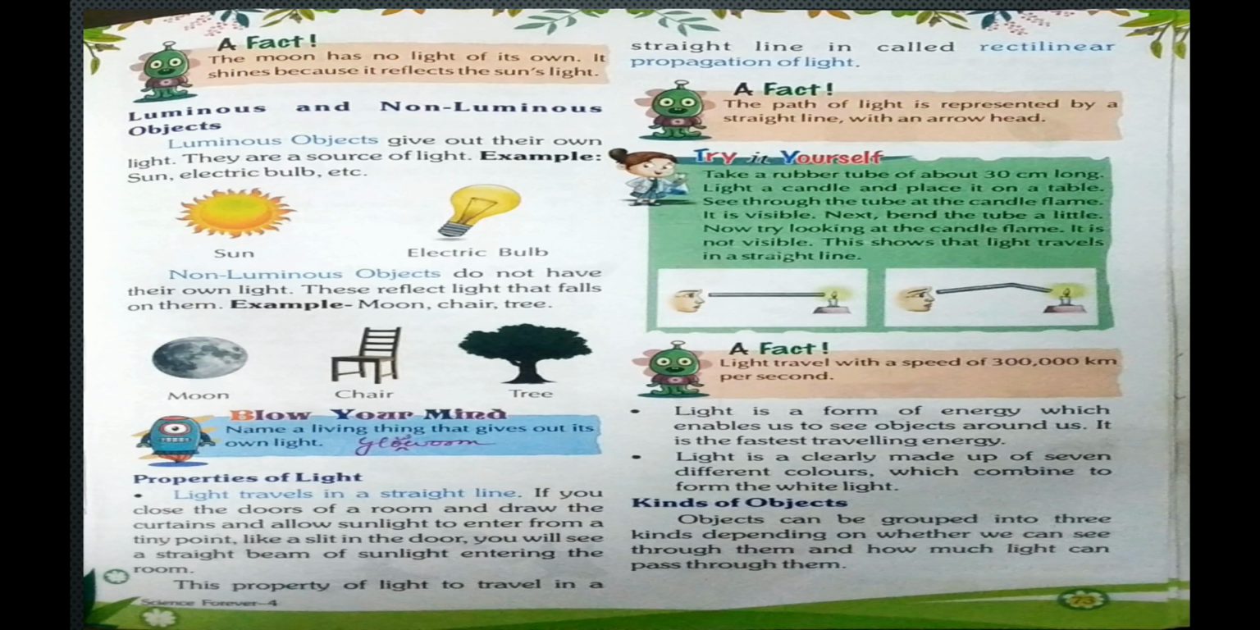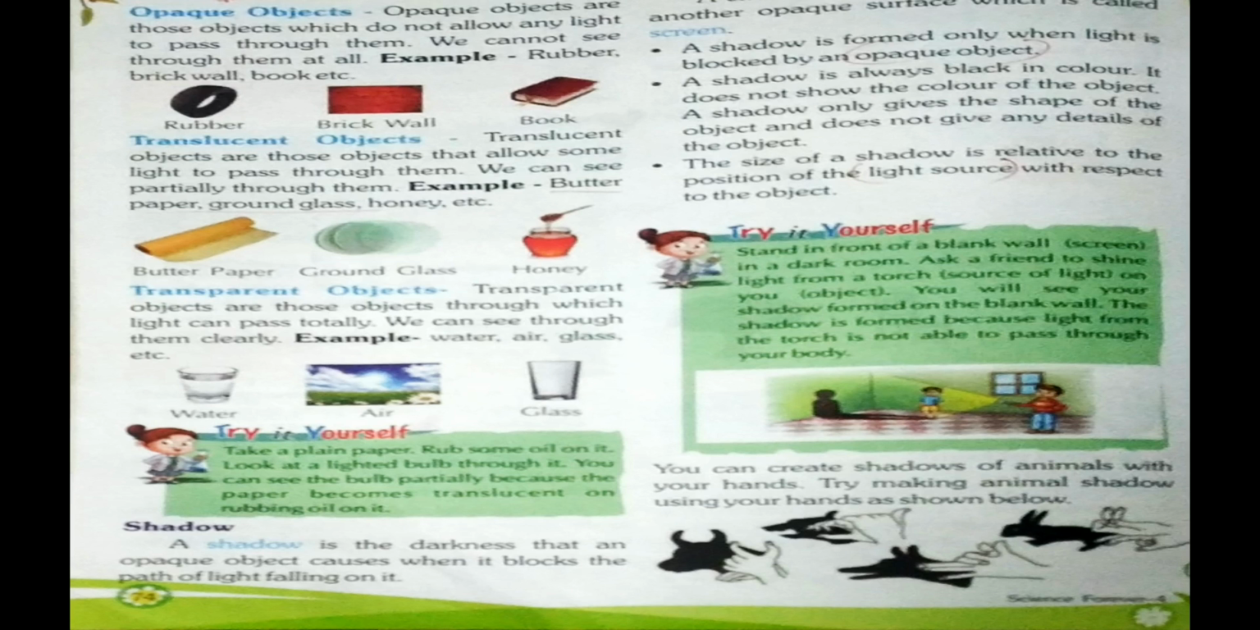Now, the kinds of objects. Objects can be grouped into 3 kinds depending on whether we can see through them and how much light can pass through them. Next is opaque objects. Opaque objects are those objects which do not allow any light to pass through them. We cannot see through them at all. Example, rubber, ball, book, etc. So this is very simple. Those objects which do not allow light to pass through them are called opaque objects. For example, ball, book, rubber.